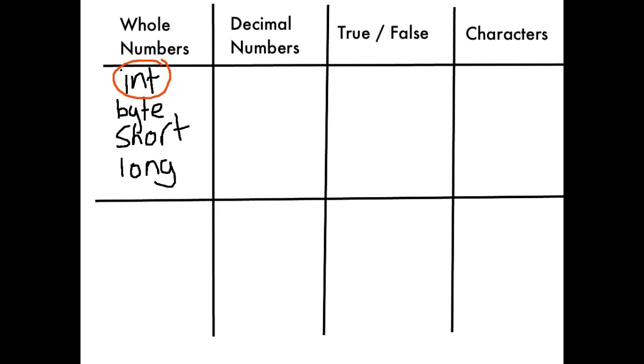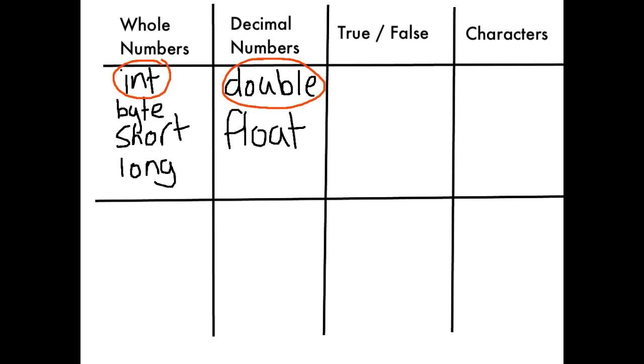In the decimal numbers, we have double and float. In this category, I would typically only use double. In true false, we've only got access to something called boolean. And in characters, we have char.